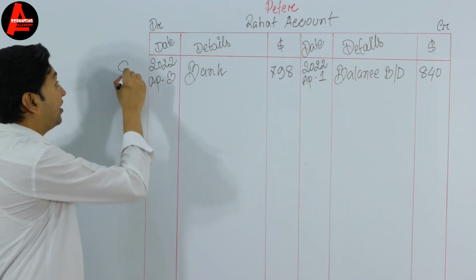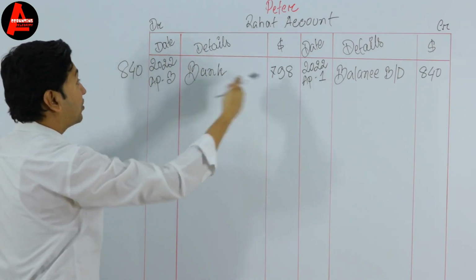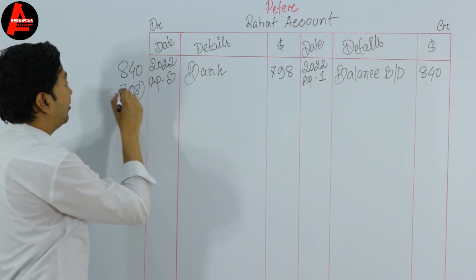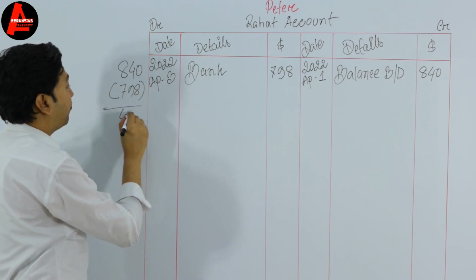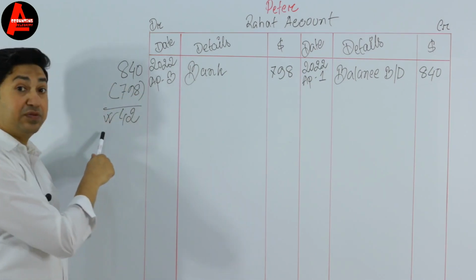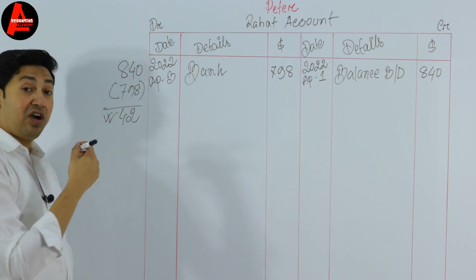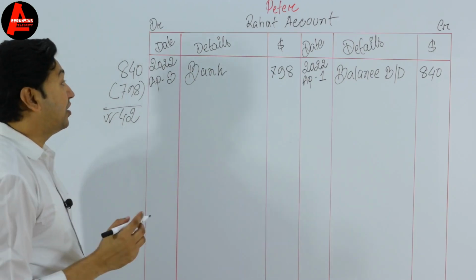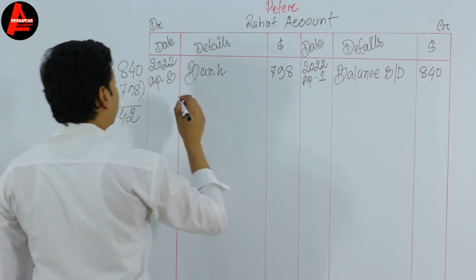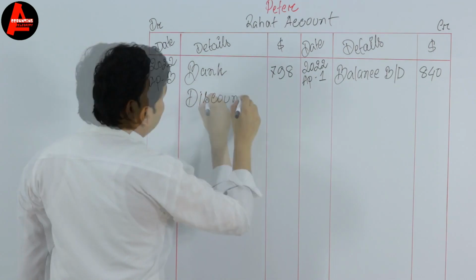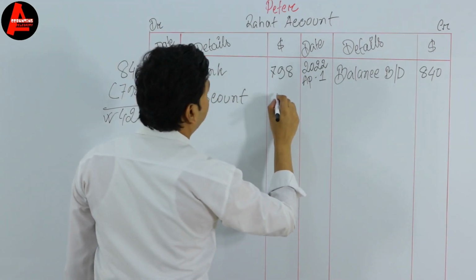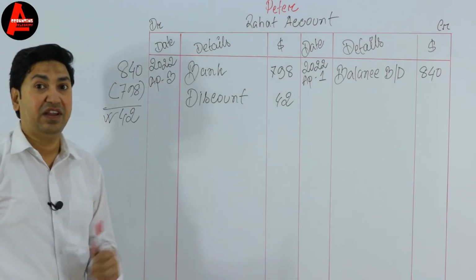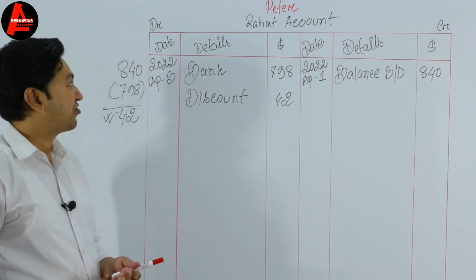Okay, so what about the other amount? Peter owed 840 and Peter paid 798. If we subtract, we see $42. This $42 is discount received. Peter received the discount from Rahat. So we will write here discount, $42, on the same date, April 3. Okay, so this transaction is done.